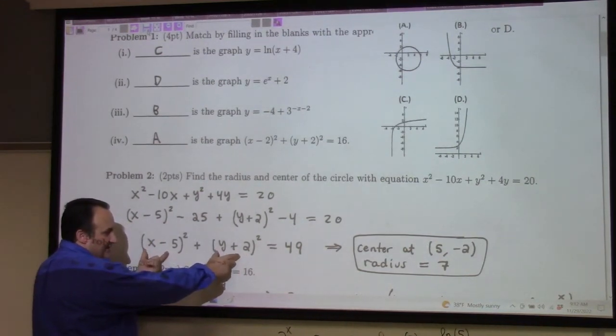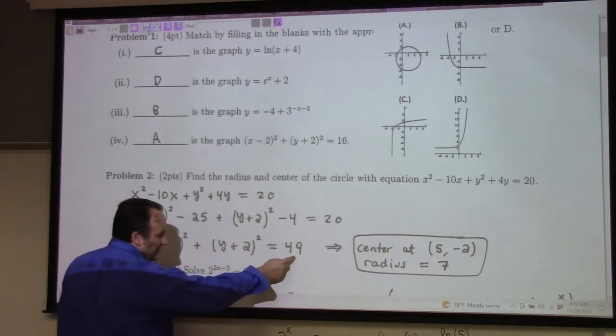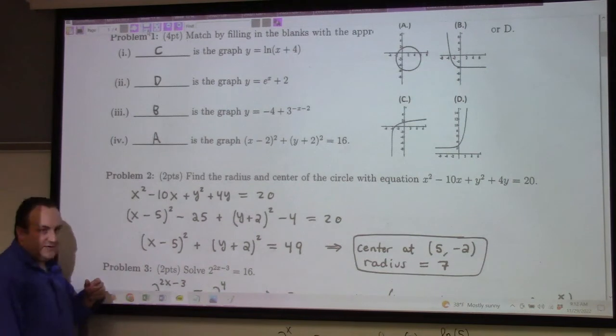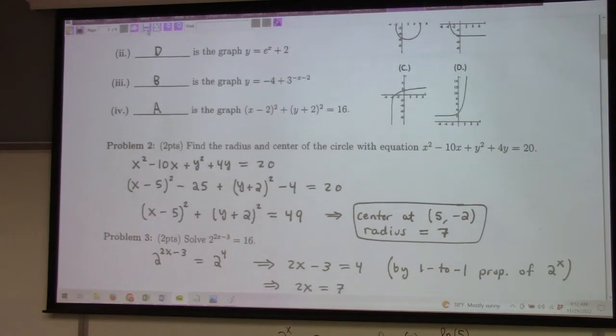Of course, that's not a point on the circle, but it's at the center of the circle, and the radius is the square root of whatever number goes over there, which in this case is 7. So I made it pretty for you guys. They're not always pretty, right? The radius can be something like square root of 13 or something stupid. It doesn't have to be nice, does it?